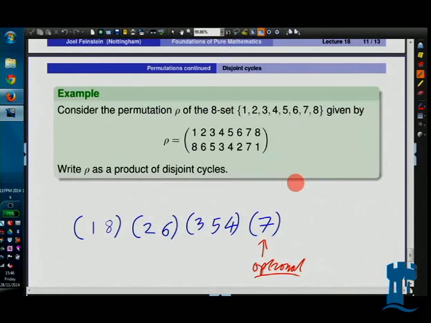Any questions about what I actually did there? I think it's pretty clear.